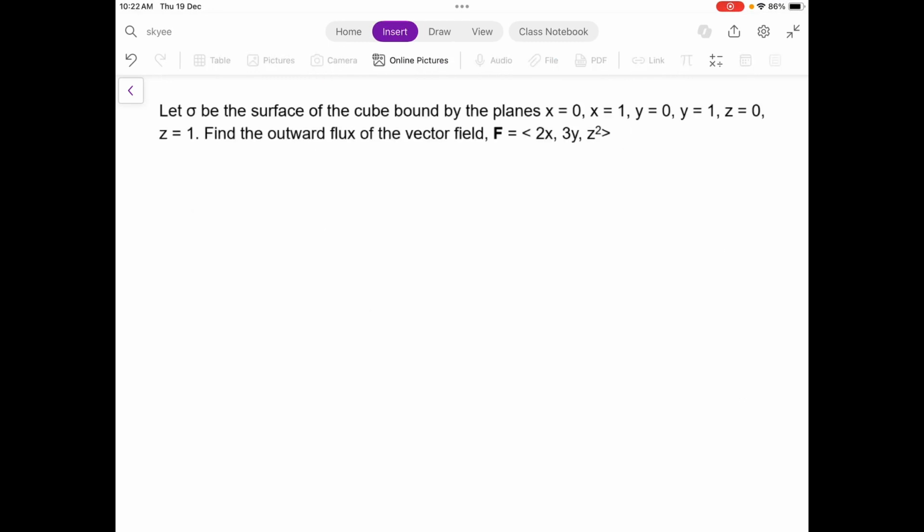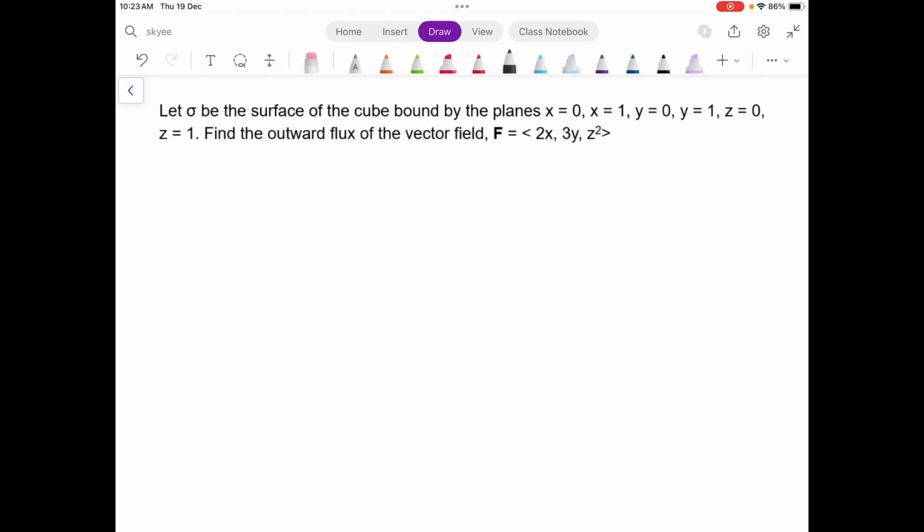Now let's look at the second question. Now we have a surface of the cube. This cube will be bounded by all these planes: x equals 0, x equals 1, y equals 0, y equals 1, z equals 0, and z equals 1. We have to find the outward flux of the vector field. Again, what is the equation to find the flux of the surface? The equation that we have to use will be this one.